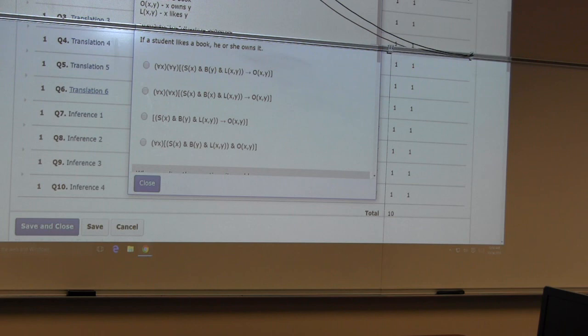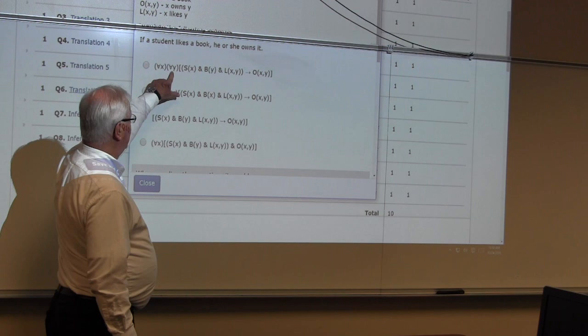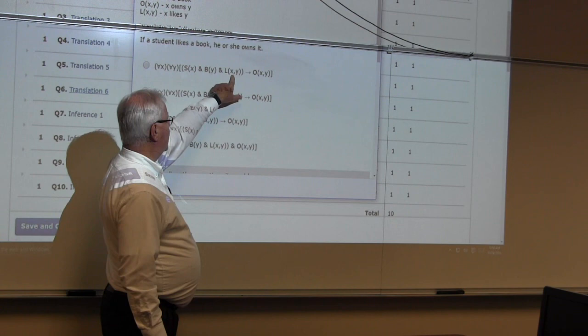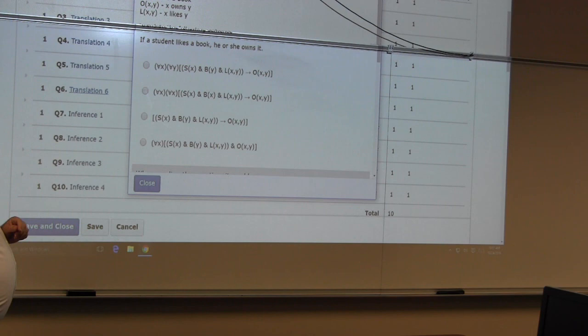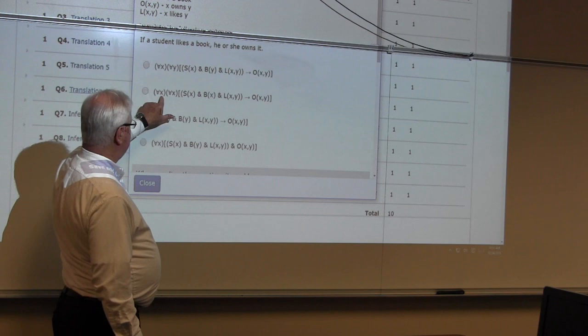Okay. So for all X and for all Y, where X is a student, Y is a book, and the student likes the book, it implies the student owns the book, right? That sounds pretty good so far, doesn't it? Let's see down here. For all X, again, that's the XX problem. This one's not it.